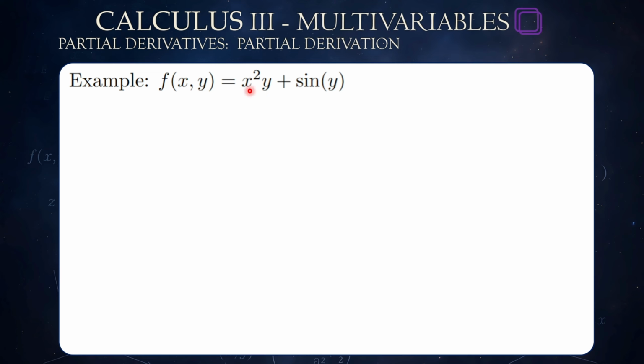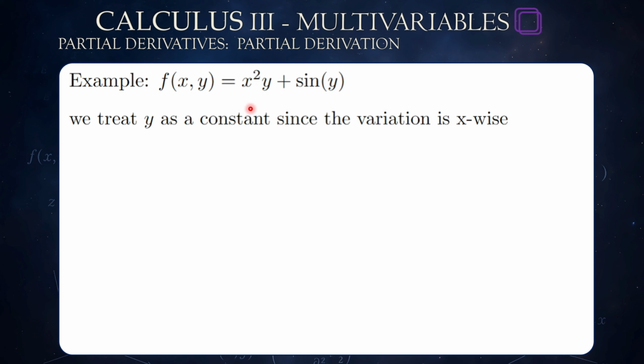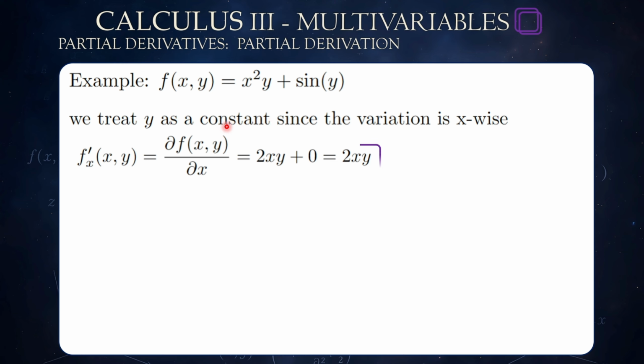Example: f(x,y) equals x squared y plus sine y. We want to derive f with respect to x and y. At first we treat y as a constant since the variation is on x's. You can try to solve it yourself, of course, and pause the video. f'x(x,y) is equal to partial f(x,y) divided by partial x, which is the derivative of f(x,y) with respect to x, equal to 2xy plus 0, because y is a constant again, is equal to 2xy.